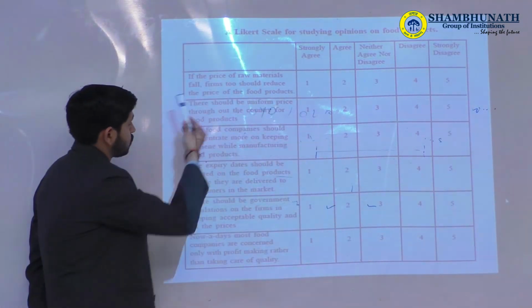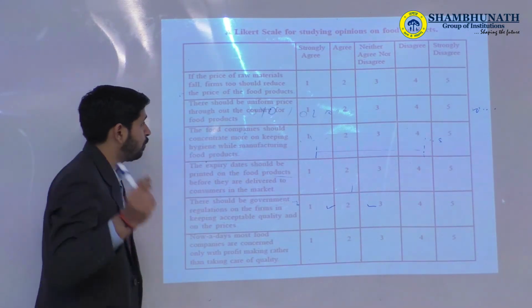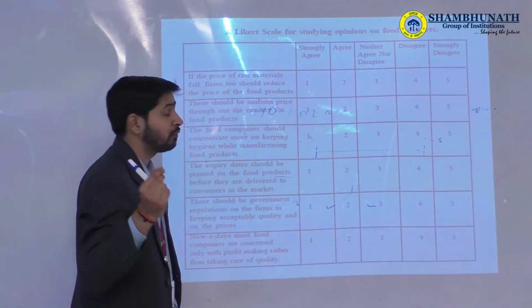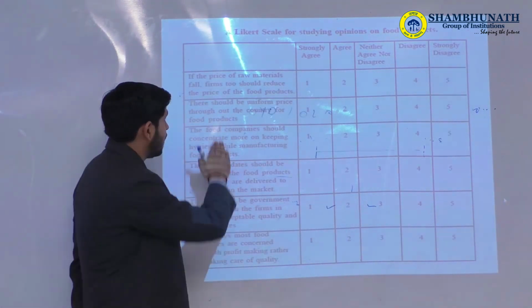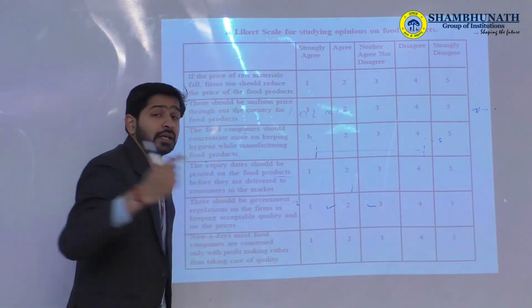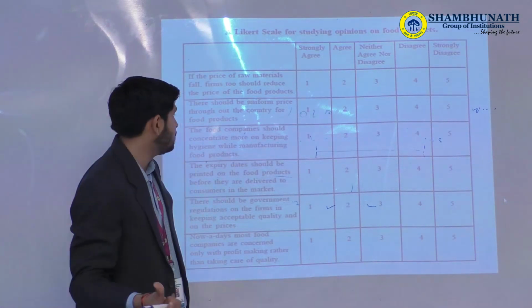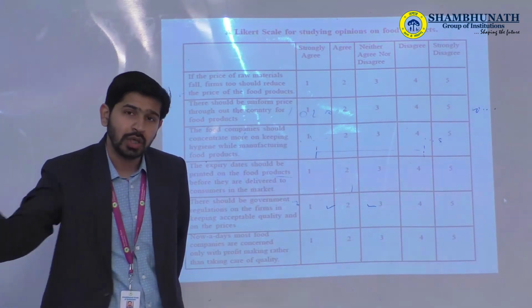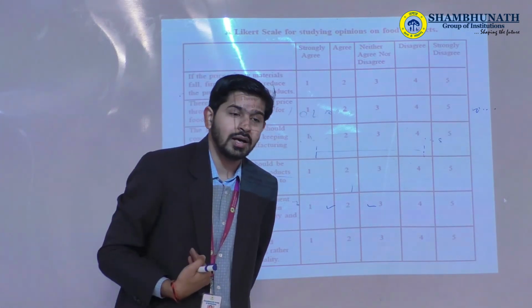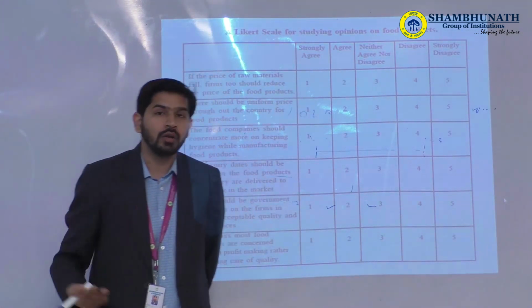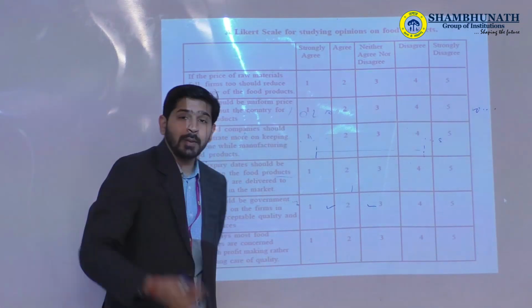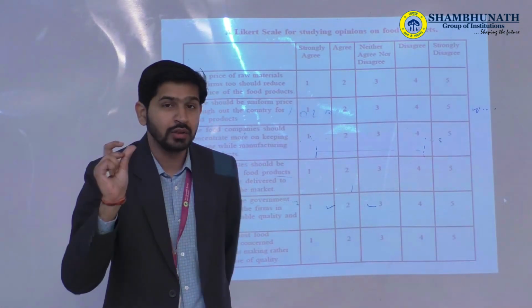The second case of this: there should be a uniform price throughout the country for a food product. Now it also suits with the last example of mine. There should be a uniform price of a mask. Uniform means uniform to all, means equal to all. Suppose I am in Prayagraj, or I am in Lucknow, or I am in Bangalore, the price of the product should be the same, means equal, uniform.